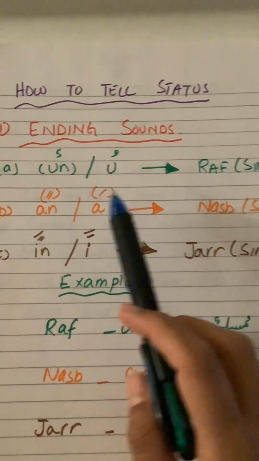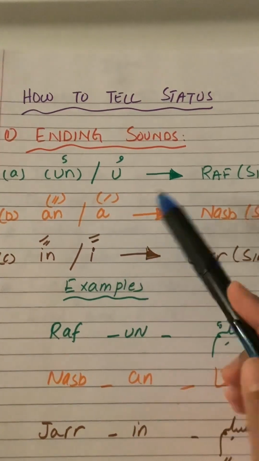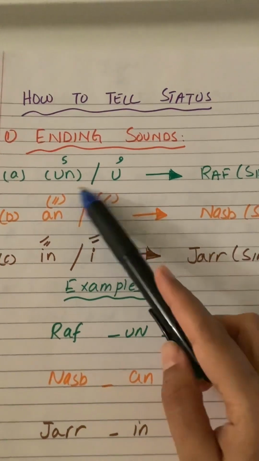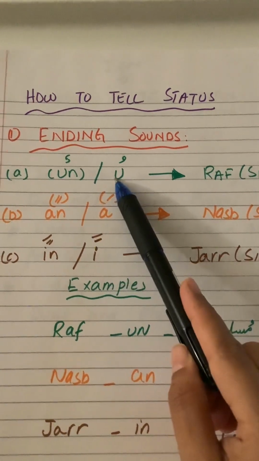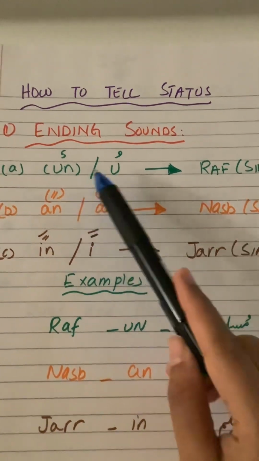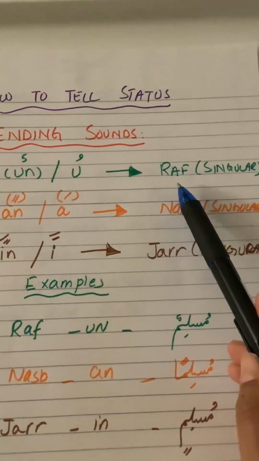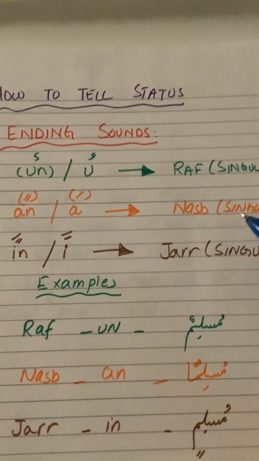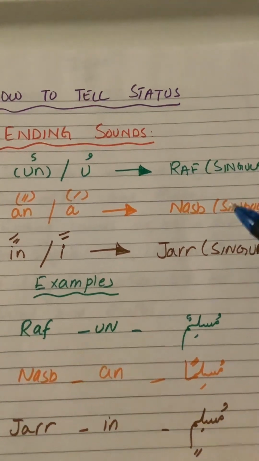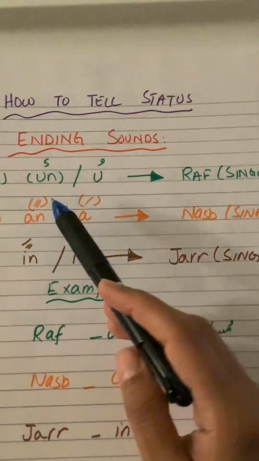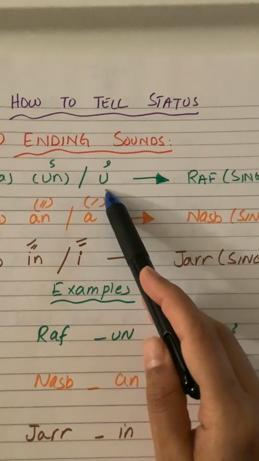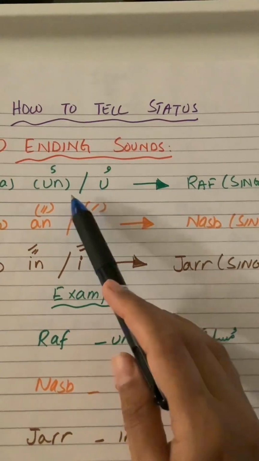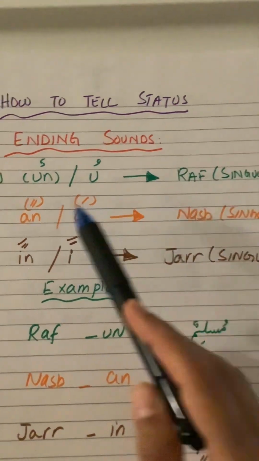Now, when you listen to a word in Arabic, you have to see what kind of sound it's making. So is it un or u? If the sound is un or u, that means it's rafa and it's singular. We're going to talk about this in more detail, so don't get confused. If the sound is un or u, like muslimun, that is going to be rafa.